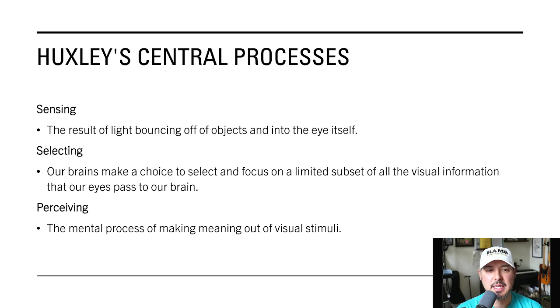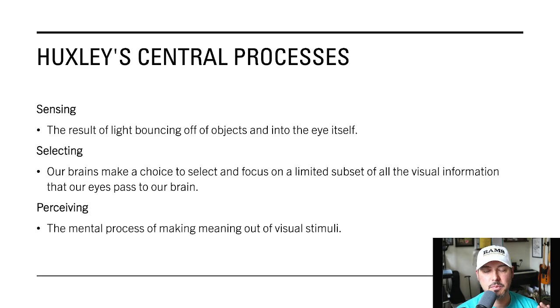That is the process mentally of making meaning out of the visual stimuli. That we sense the thing, we see the thing, and then we select whether to focus on it, and then perceiving is what we think about that thing. And why, if we see a dog that we think is scary, why do we think it is scary? What from our past leads us to believe that? Did we have an experience from our past with a dog that looks similar or something of that nature?